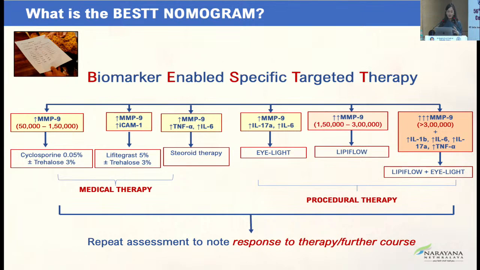So with these biomarkers, traditionally you'll just give a lubricating drop. If not, you'll add a cyclosporin. If not, and you'll see hot fermentation. If it's responding, you'll add LipiFlow and an IPL-based therapy.